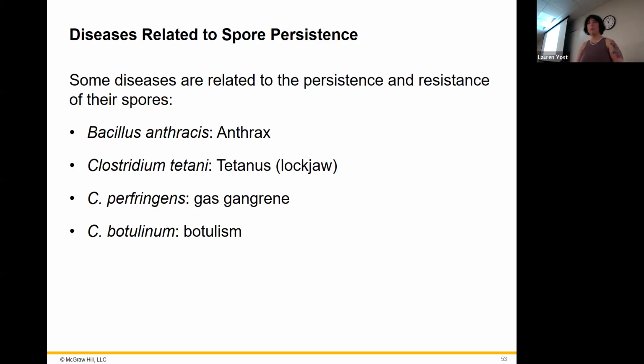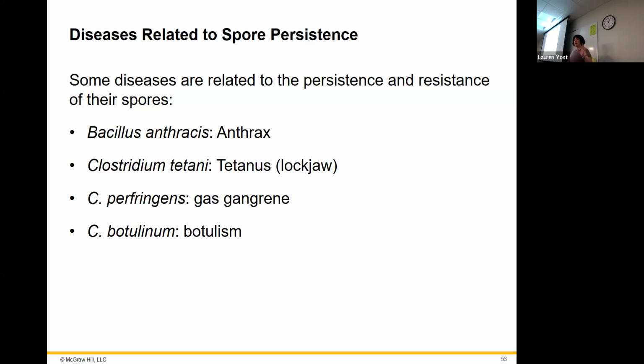All right. Here are some diseases that are related to these: Bacillus anthracis, anthrax. That's why you can find anthrax just out in fields when it's a cattle-based disease, if you didn't know that. It'll just be spores and they can be there forever. Clostridium tetani, that's tetanus. Clostridium perfringens, that is gas gangrene, and Clostridium botulinum.